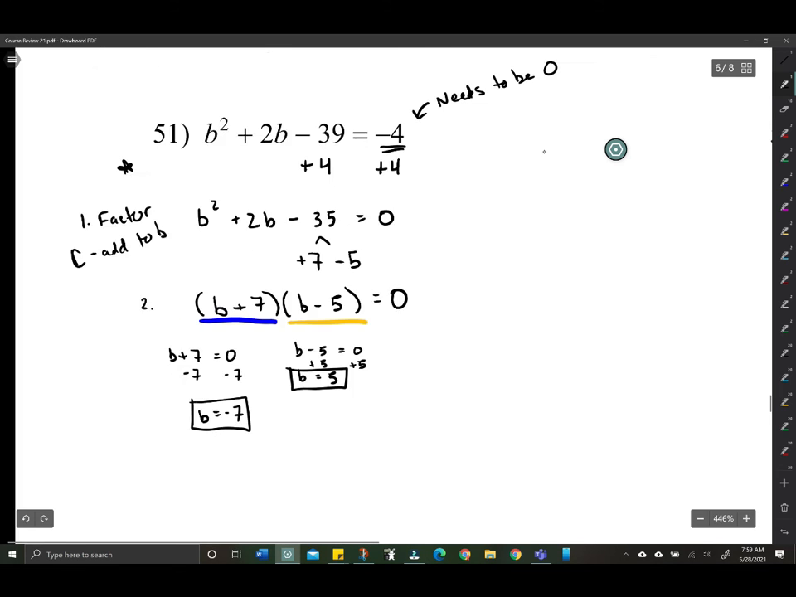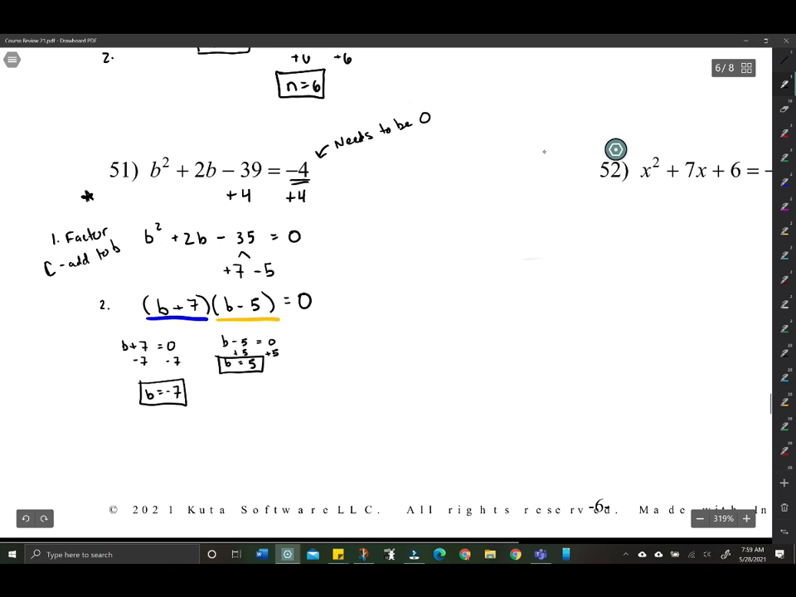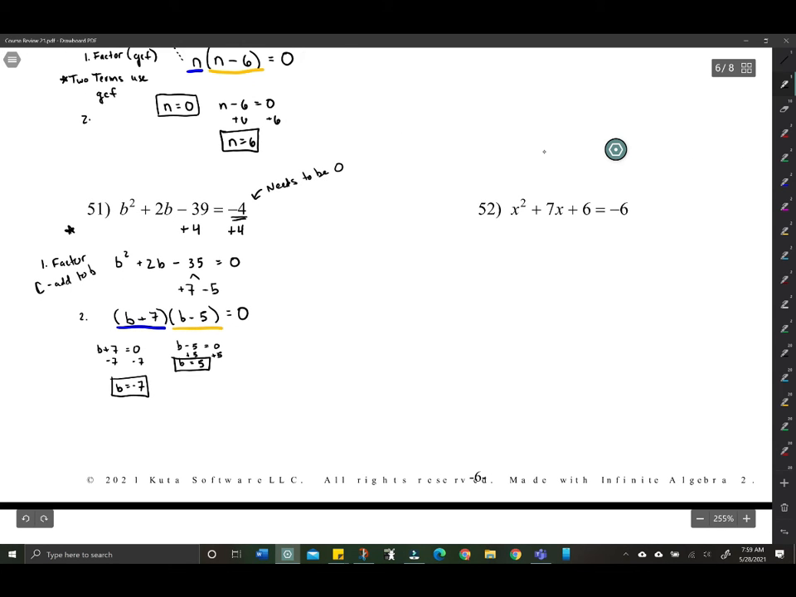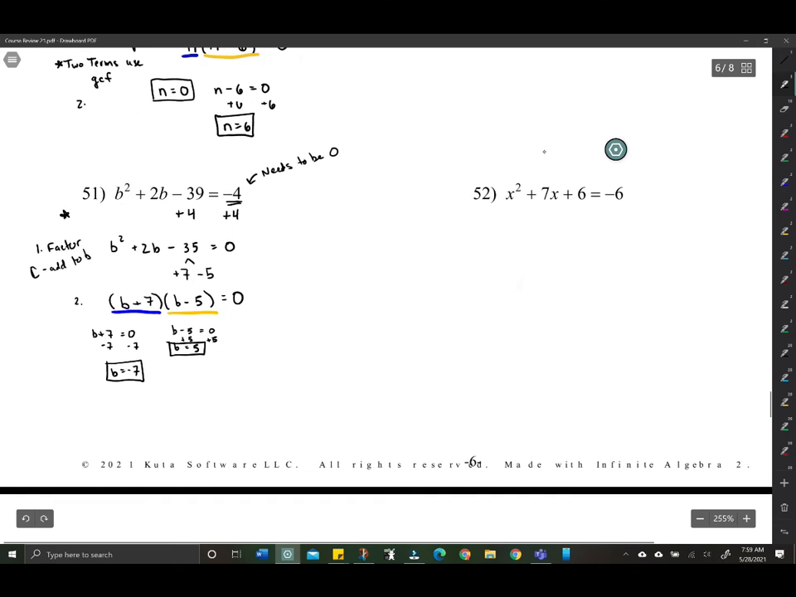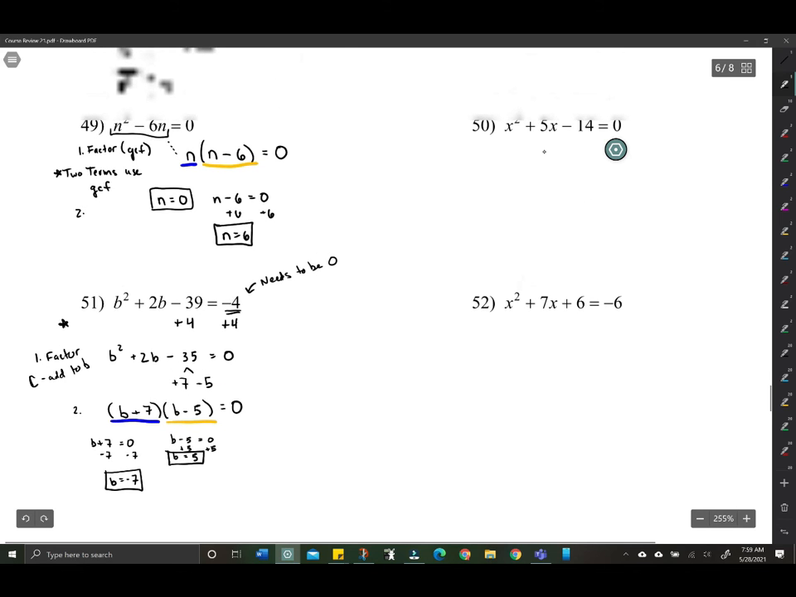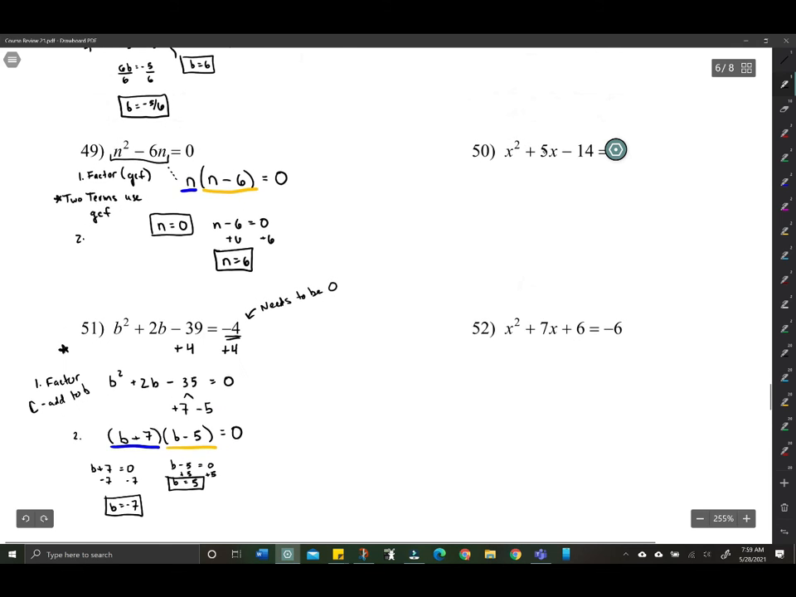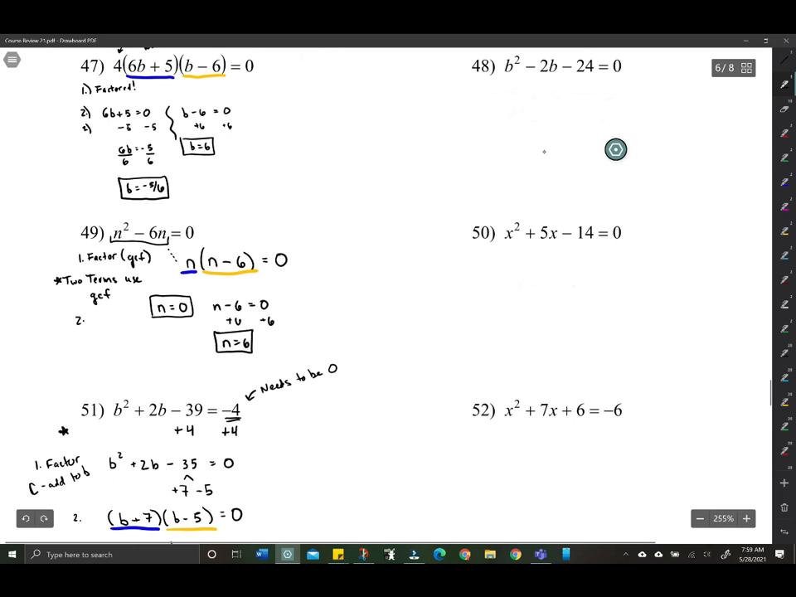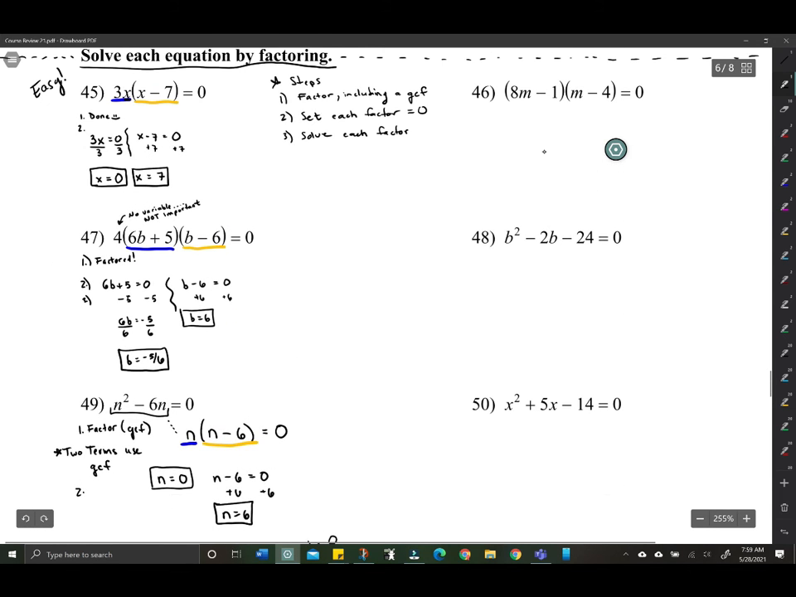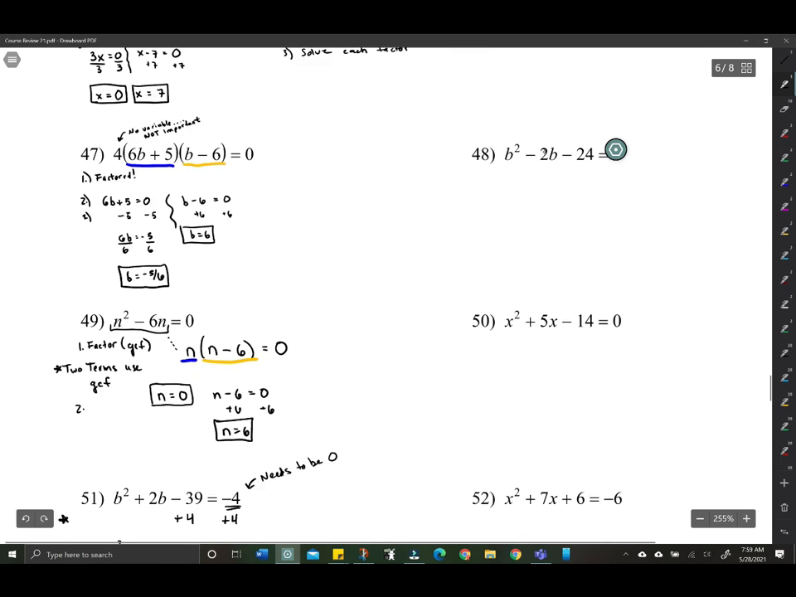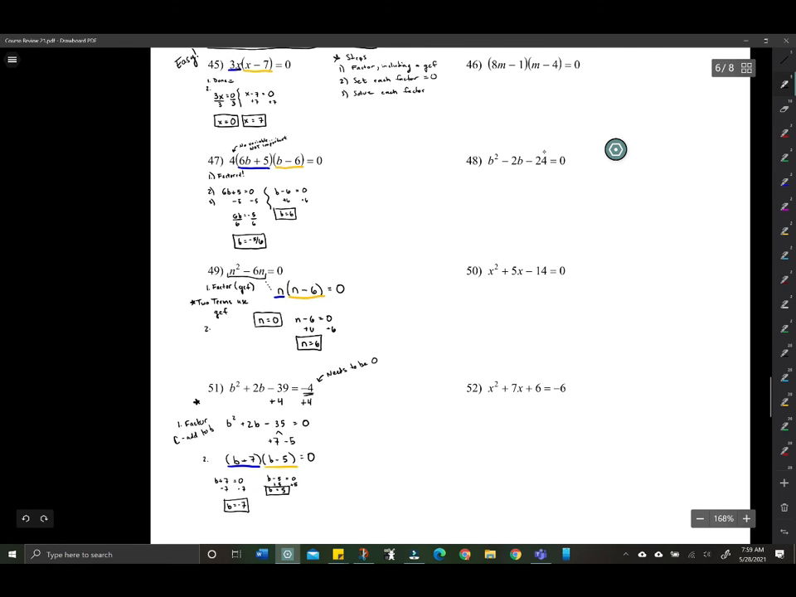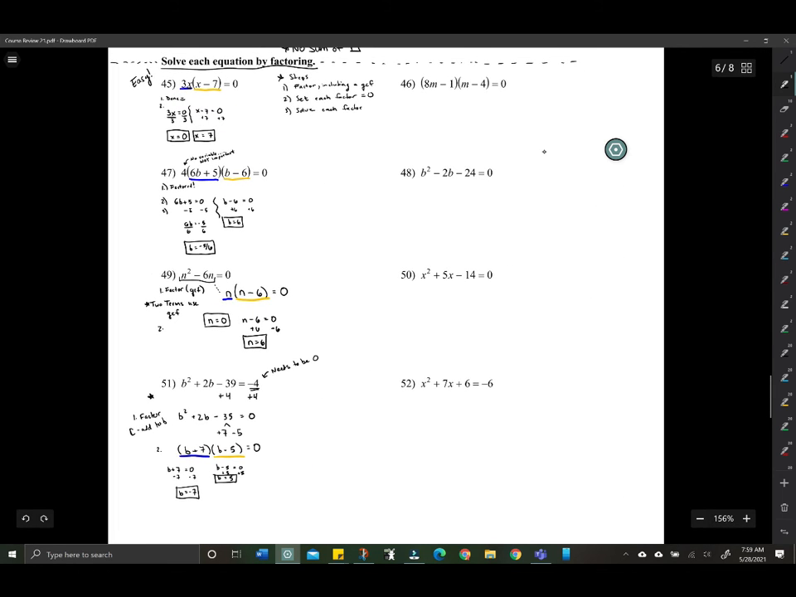Okay, for the even problems, they're all pretty much the same idea. So for 50, you don't need to set it equal to 0, it's already there. Same with 48, and 46 is already split up and solved. Okay, so that's the quick little snippet on solving by factoring.